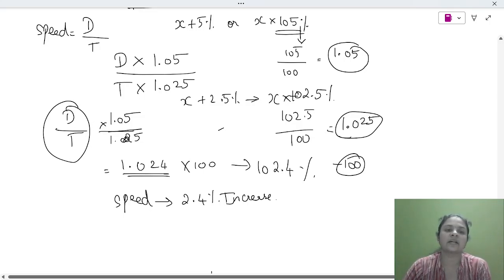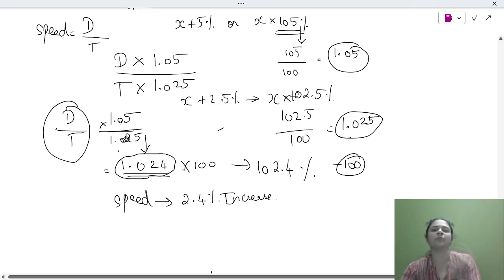Now just divide the two numbers that you have got in the same proportion. So do 1.05 divided by 1.025. What answer will you get? You will get 1.024. Now we have to understand this in percentage. How do we understand it in percentage? Multiply by 100. So which is 102.4%. 102.4% means 2.4% increase in the speed. Am I clear now?